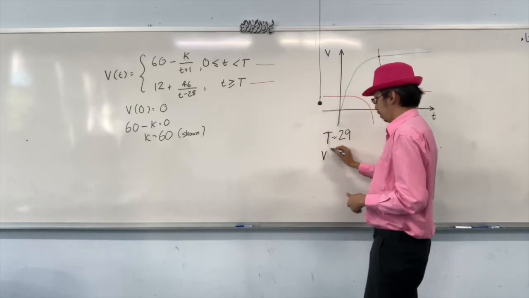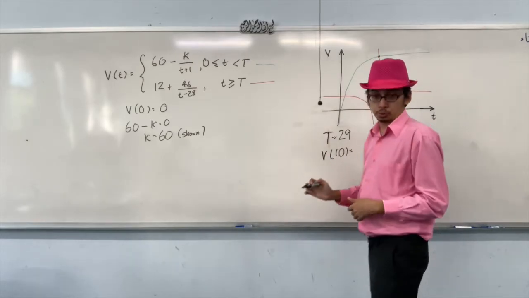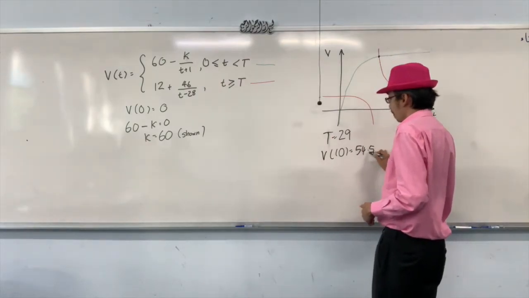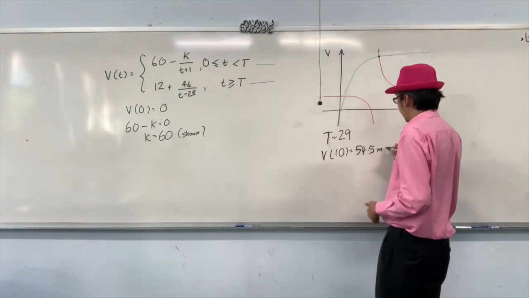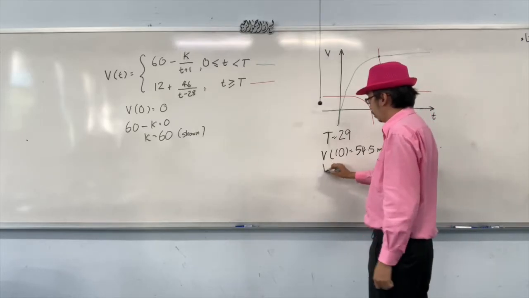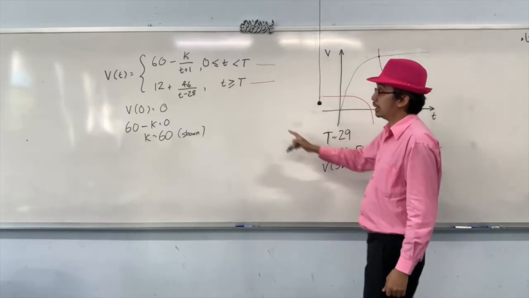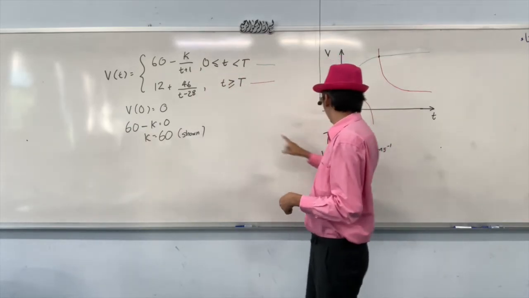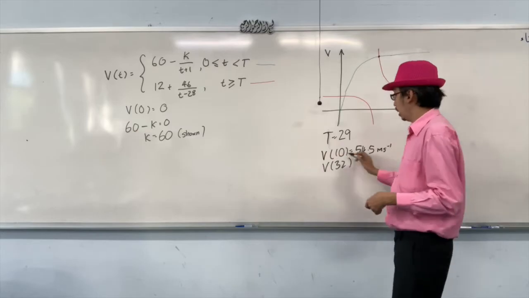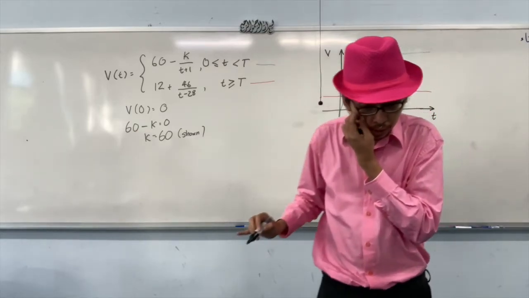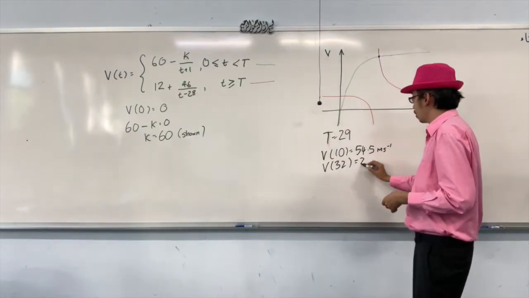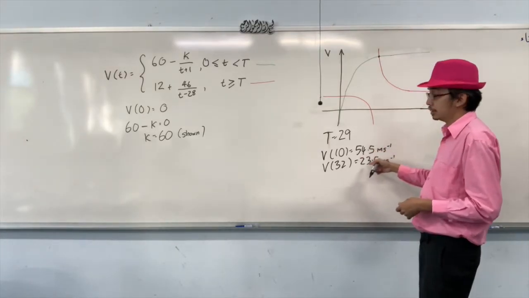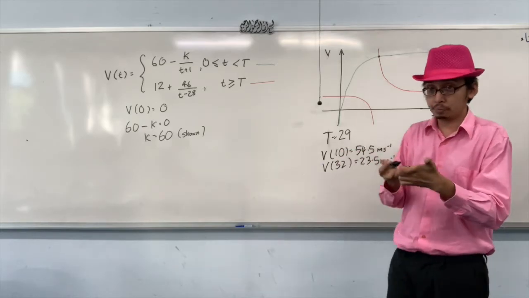So V10 is equal to 54.5 meters per second. And then for your V32, you should be looking at this other table, because 32 is more than 29. So that will give you 23.5. As you can see, the speed is lower because you have opened your parachute already.